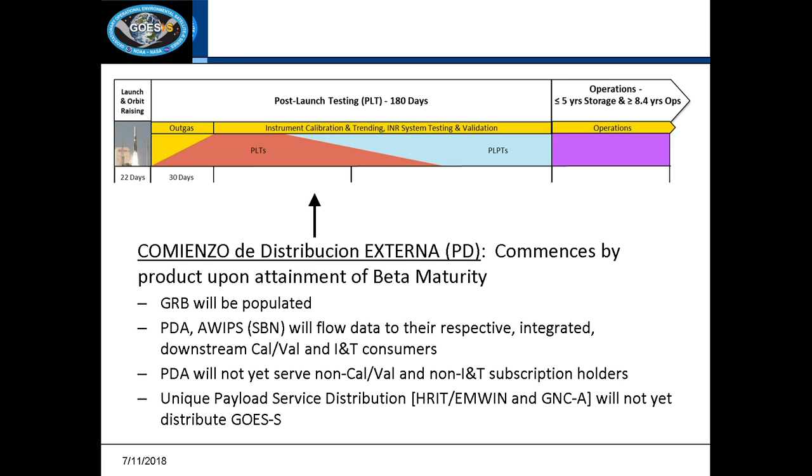But beginning with beta maturity level, and that's done at the peer stakeholder product validation review, then we start the external product distribution. GRB will be populated after the beta. The PDA, or the product distribution access, and the satellite broadcast network for the weather service will flow data to their respective users for CalVal purposes, calibration and validation. But the PDA still won't serve anybody other than the CalVal teams.